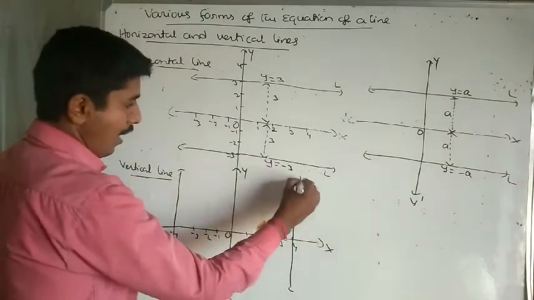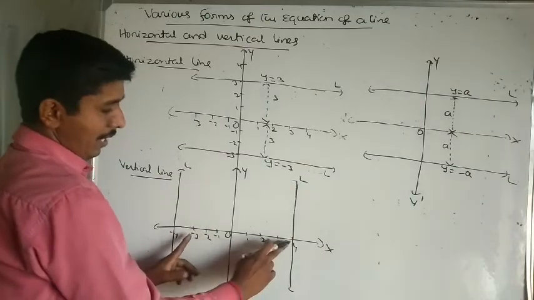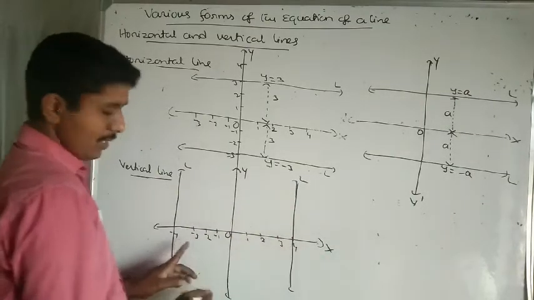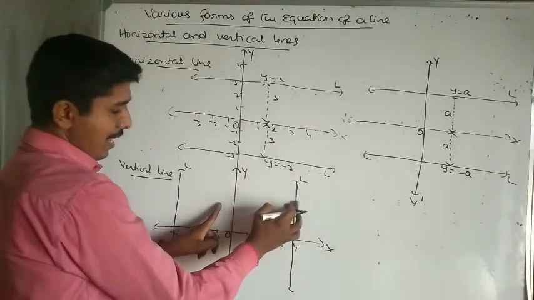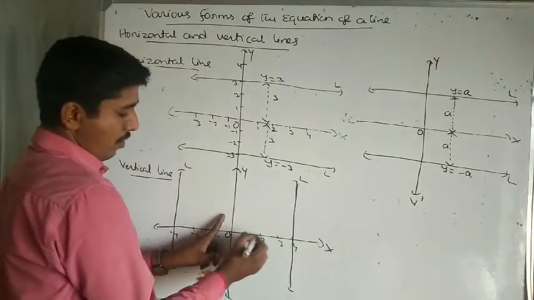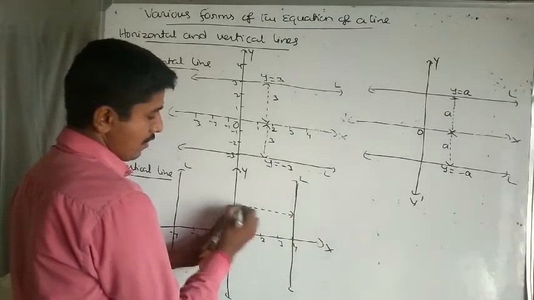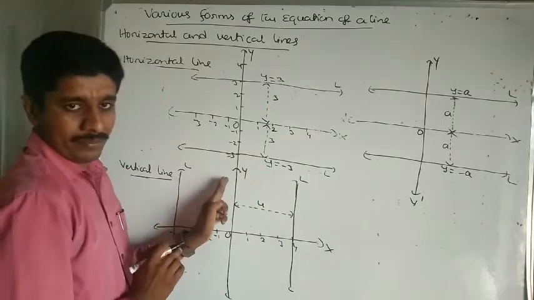This is the vertical line parallel to the y-axis. I am drawing it at x equal to 4 exactly, passing through this point. Clearly, this line is at a distance of 4 units from the y-axis: 1, 2, 3, 4.